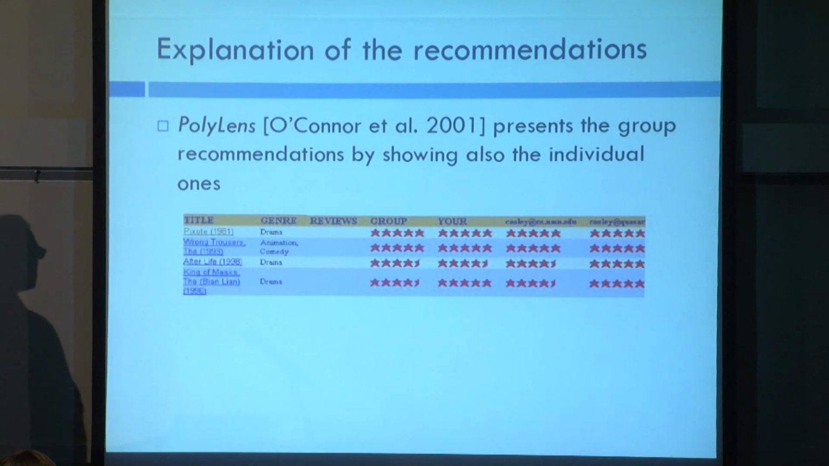Polylens, which is the system that recommends movies to watch for a group, presents the group recommendation, which is here in the middle of the table, and also shows the individual ones. So here you have yours, and then you have the other members of the group. Remember that in this system the groups are quite small, usually 2 or 3 people. So it is quite easy for the individual users to understand why an item got recommended.